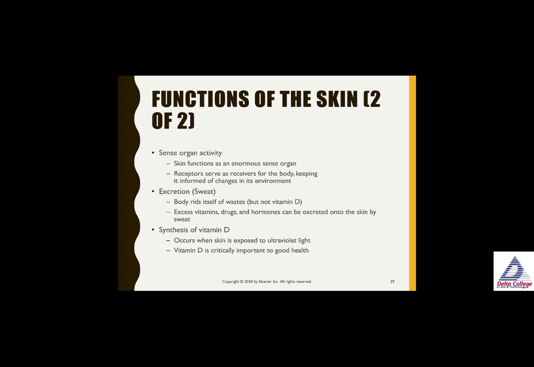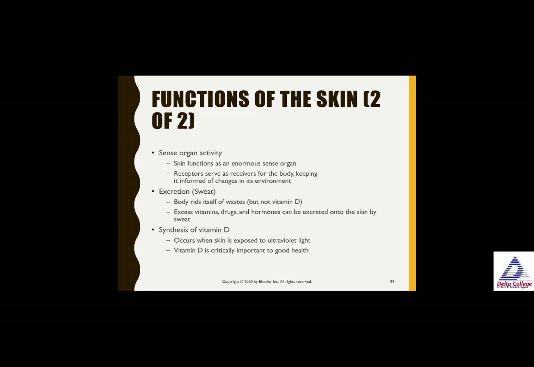Excreting of sweat. This is where the body rids itself of waste, but not of vitamin D. The skin does not get rid of vitamin D, but it does get rid of other waste. These are excessive vitamins, drugs, and hormones that can be excreted onto the skin by the sweat.